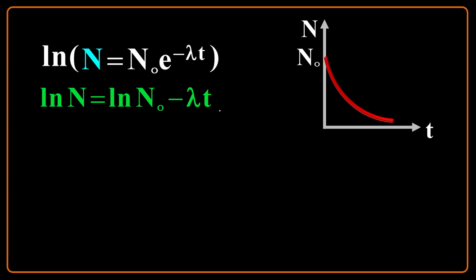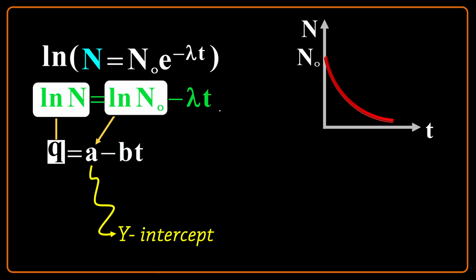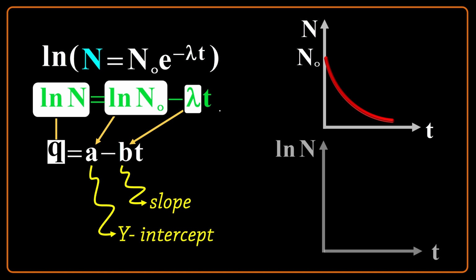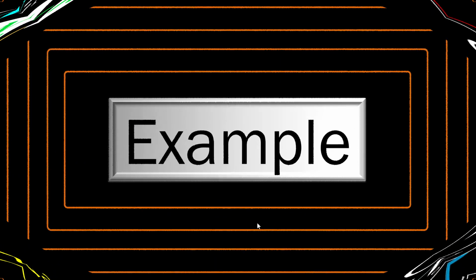Okay, this is good. I think we are getting closer to the linearization. Here I can take ln N as the Y, the natural logarithm of N0 to be the constant, which is the y-intercept of the line. Lambda plays the role of the slope, and t is my variable. So if I plot the natural logarithm of N versus t, it will start from a, which is the natural logarithm of N0, and it's a descending line like that, and the slope of that line will be b.